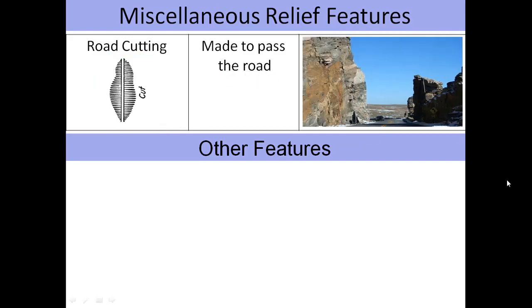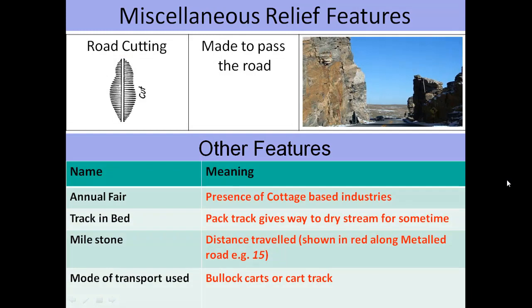Now we'll learn some other features on a topographical map, like annual fair. Annual fair is literally written on a topographical map. It represents the presence of cottage-based industries in a particular region. Trek in bed means a pack track or a cart track has been submerged beneath the water during monsoon for some time.